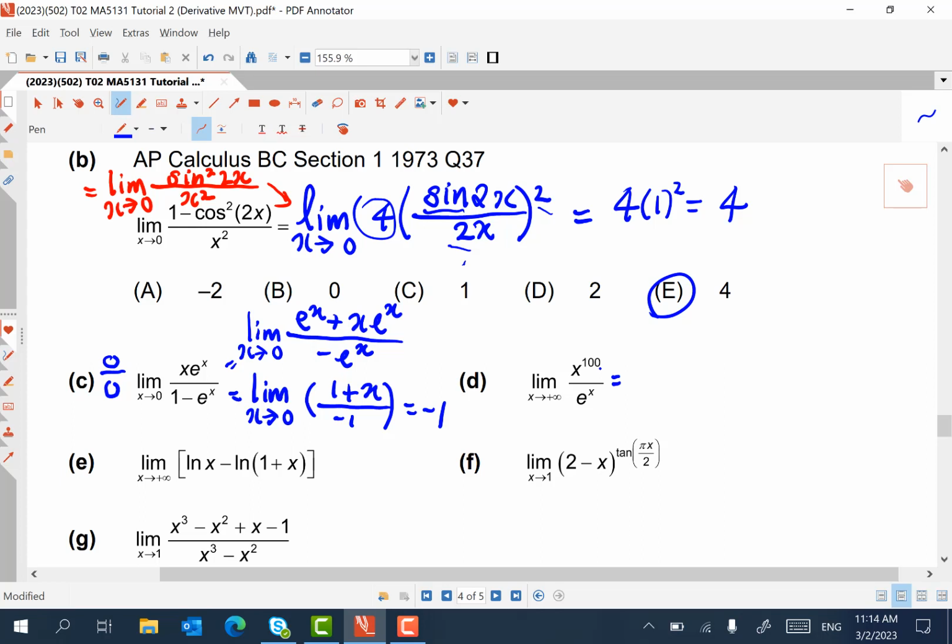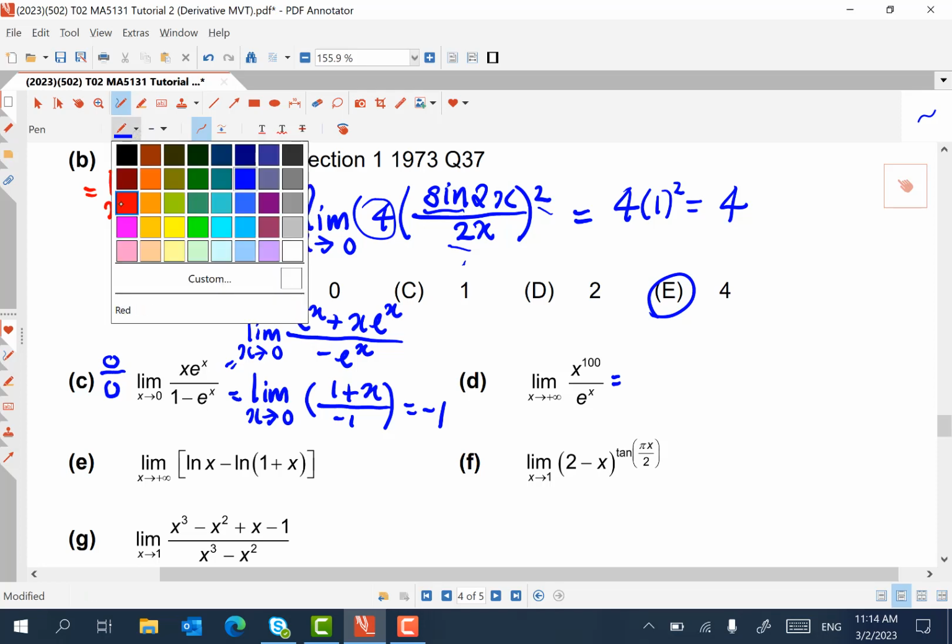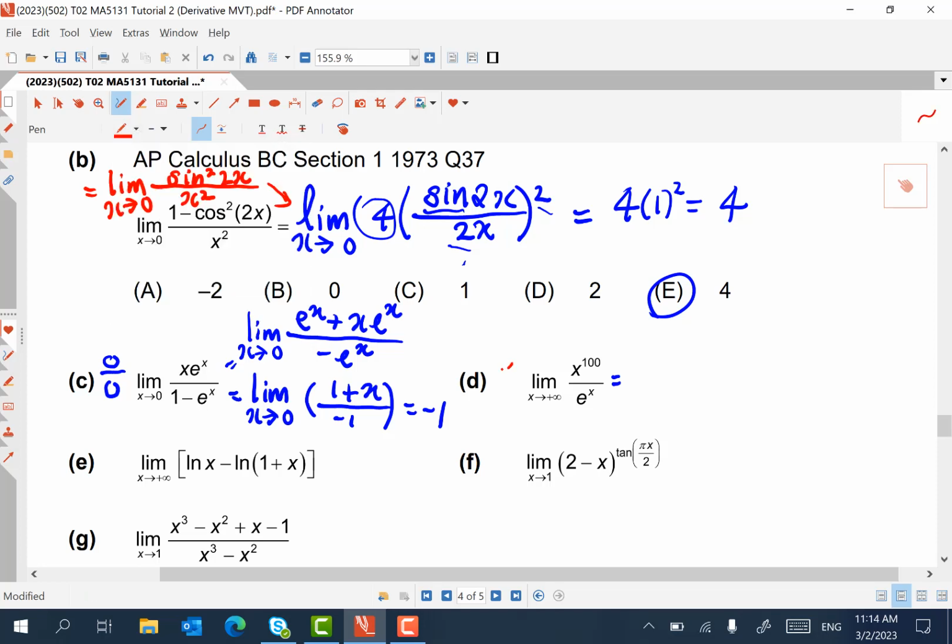Okay, for part D, you will realize that it has the indeterminate form. Therefore, we're going to use L'Hopital's rule. By the way, when you apply L'Hopital's rule, it is always a good habit to state the theorem you're using.